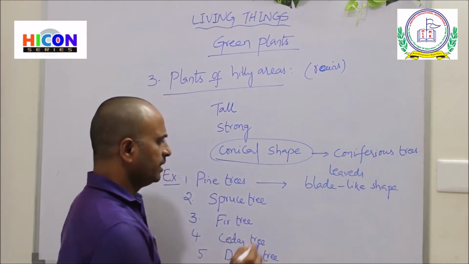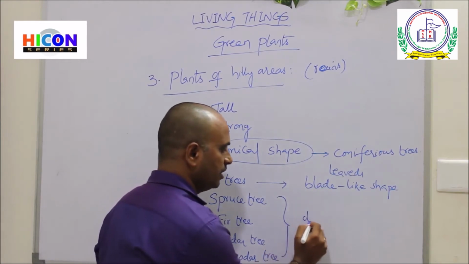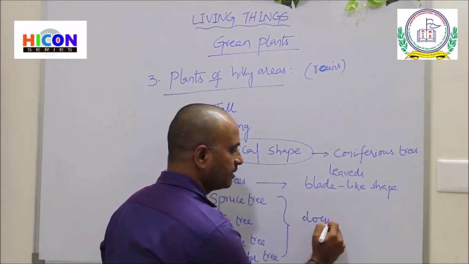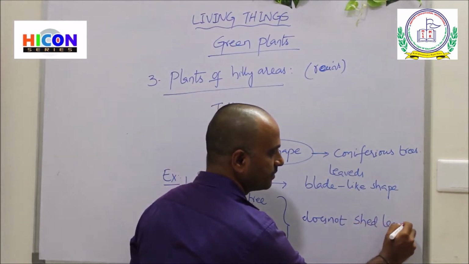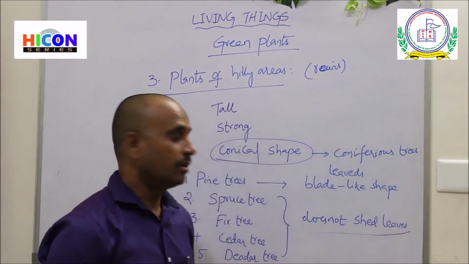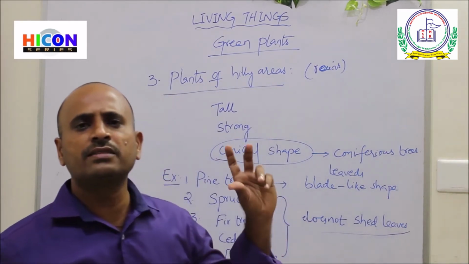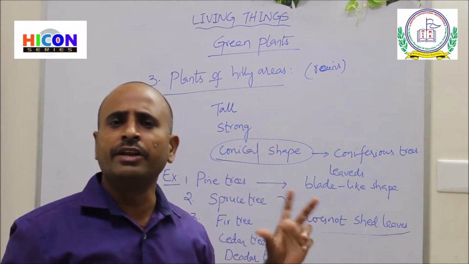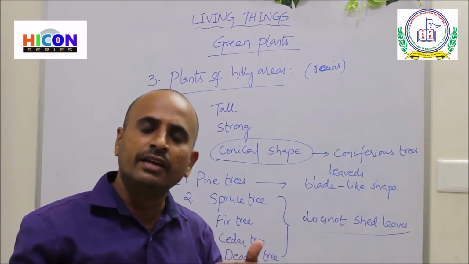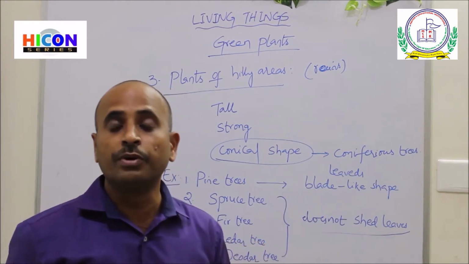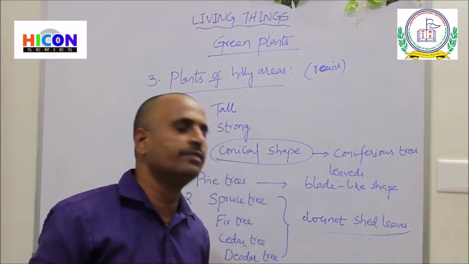And these plants do not shed leaves. Plants like mango trees, banana trees, neem trees and orange trees, which are grown in plains, shed their leaves in a particular season to prevent the loss of water. But these plants do not shed leaves.